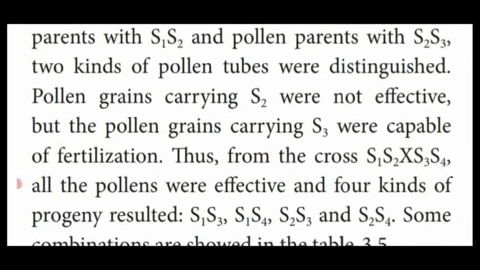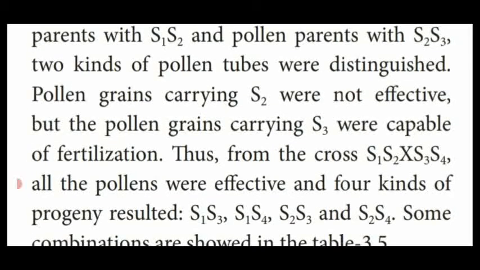So that is also another one. If they are having S1, S2, they are self-sterile. If they are crossing with S2 and S3, they are producing the pollen tubes. But among these alleles, S2 was not effective in carrying the pollen grains, but S3 was capable of the fertilization process.